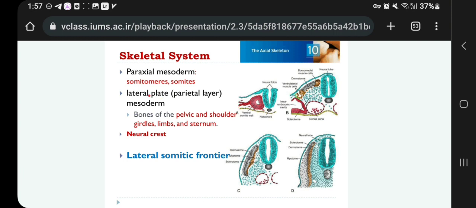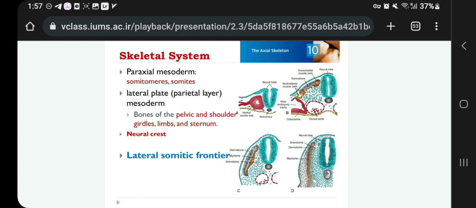They are these cells. This part, the lateral plate mesoderm, does not come from the sclerotome. The sclerotome is just for the vertebra and rib. Got it? The lateral plate mesoderm means this part. The cells here convert to the pelvic and shoulder girdles, limbs, and the sternum. And the third source of the skeletal system is the neural tube, the neural crest. The neural crest is for the bones of the skull.